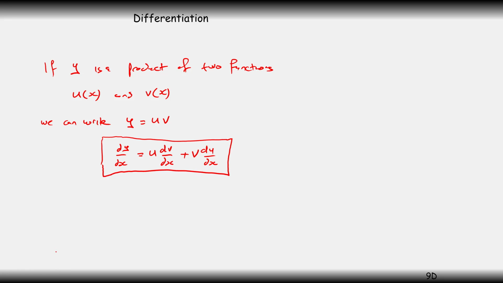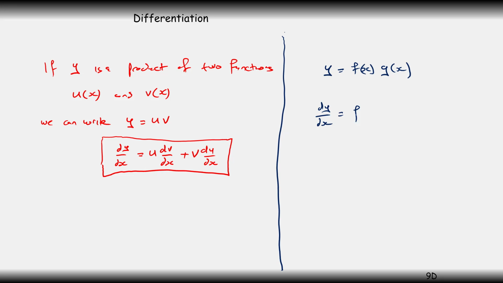Now, before you make notes on that, I'm just going to change the pen color. We can also write it in a slightly different form. If y is a product of two functions, f of x and g of x, we can say that the differential dy over dx is equal to f of x times the differential of g, g dash of x, plus g of x times the differential of f of x. So you could see it in either form.